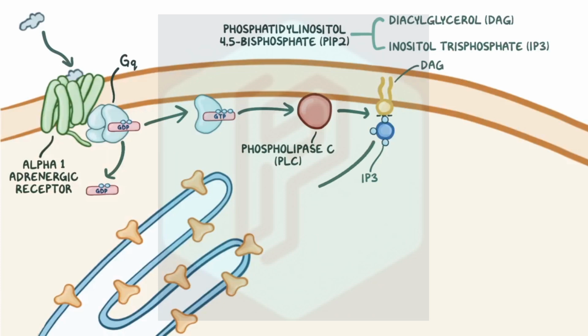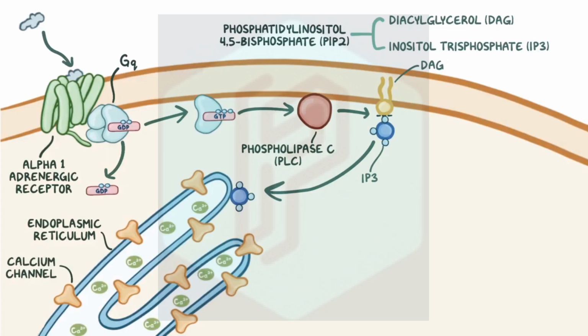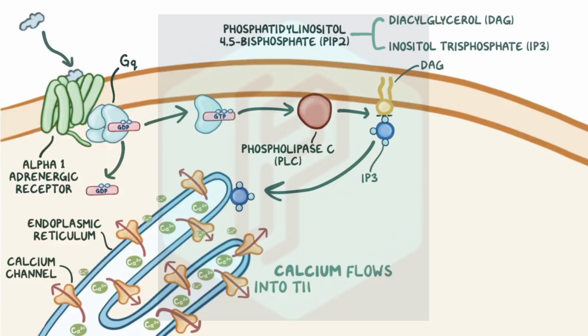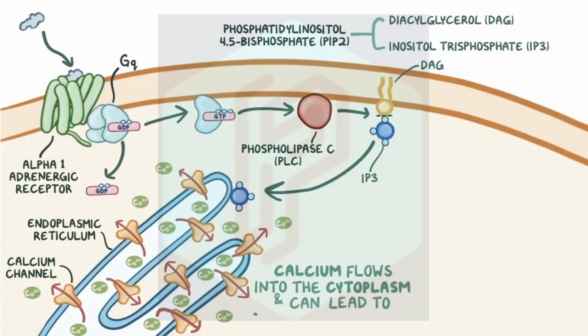IP3 travels through the cytoplasm and gets to the endoplasmic reticulum membrane, where it opens up calcium channels. Since the calcium concentration is higher in the endoplasmic reticulum than in the cytoplasm, calcium flows out of the endoplasmic reticulum into the cytoplasm. The increased calcium concentration in the cytoplasm can cause the electrical charge in the cell to change, and it can lead to cell depolarization.